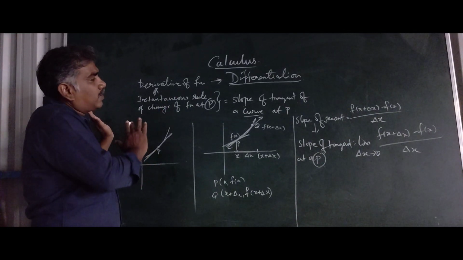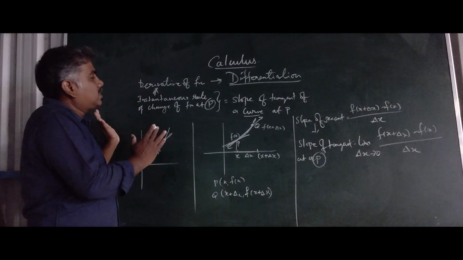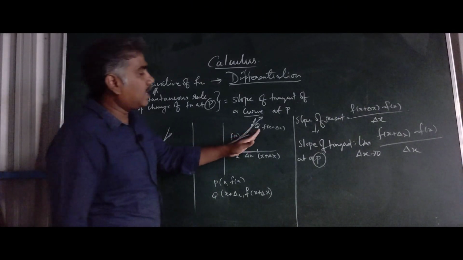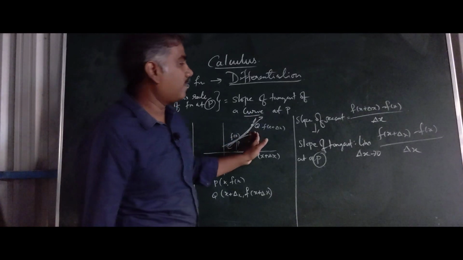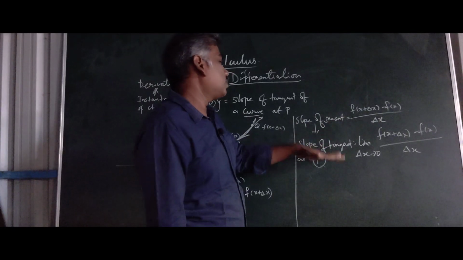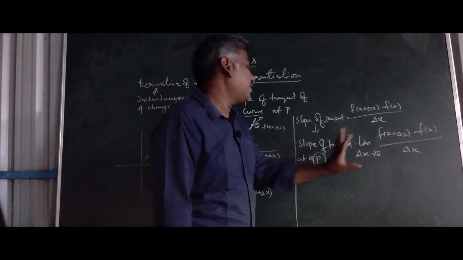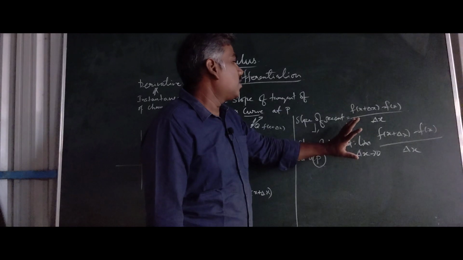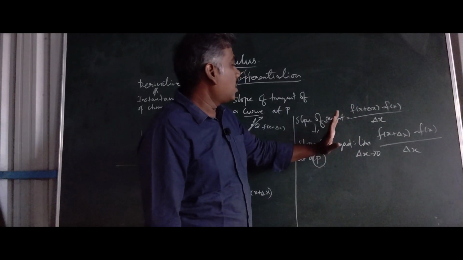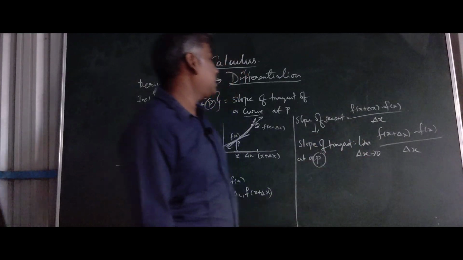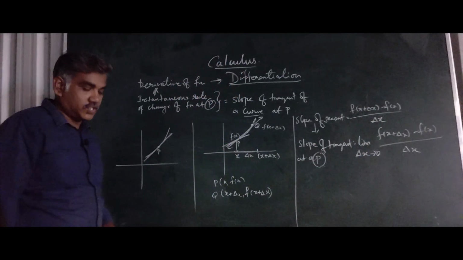If you want to find the instantaneous rate of change at a particular point, we need two points. With the help of the two point concept, we can convert the slope of the secant into the slope of the tangent by using the limit. When you apply the limit to the slope of the secant, we get the slope of the tangent, and that is called differentiation.